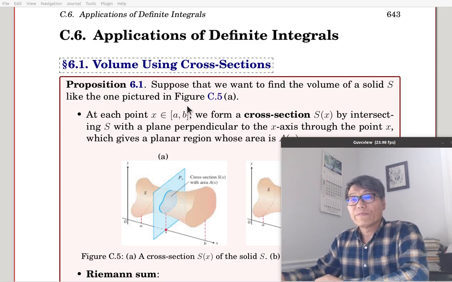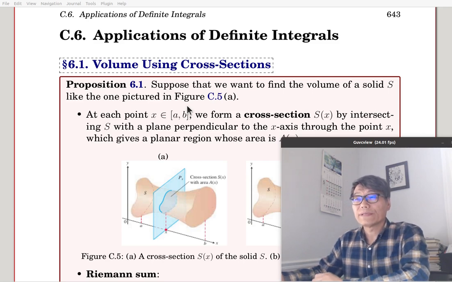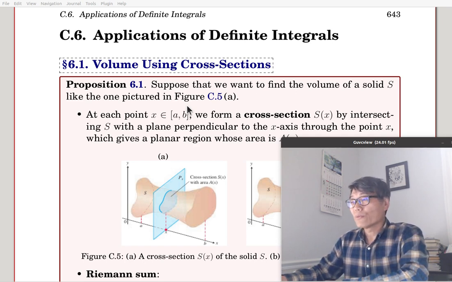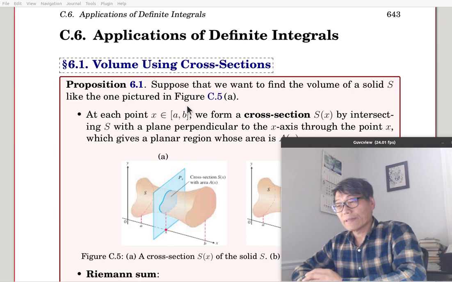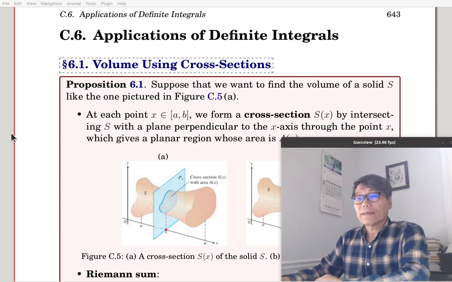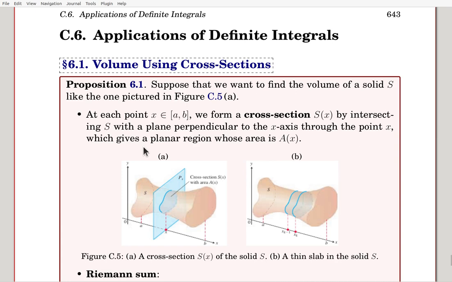This is a review for Chapter 6, Applications of Definite Integrals. The definite integral is applied for the computation of volumes, arc length, and surface areas. Here we'll go through these major topics for the chapter. Okay, now we begin with volume using cross sections.